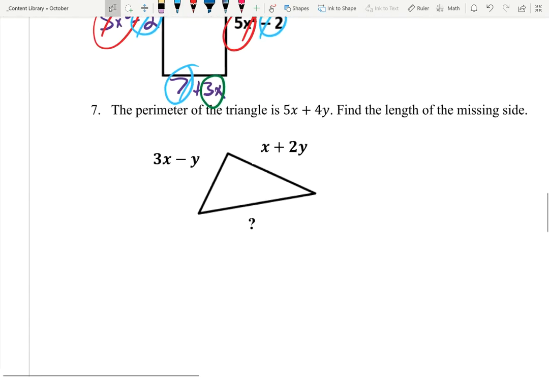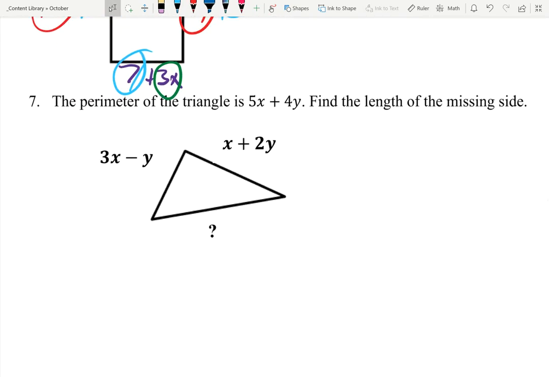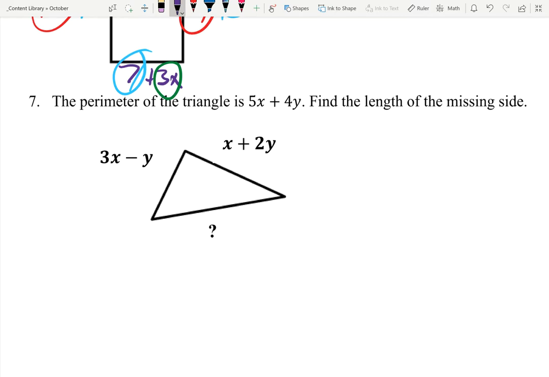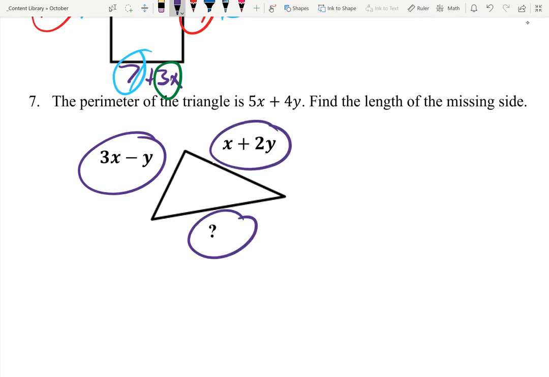Okay, so now 7 is a little bit of the same thing, but a little bit different, right? The perimeter of the rectangle is given to us, so we actually know what the perimeter equals. Unlike the last problem, where we didn't know the perimeter and had to add up all the sides to find it, in this case we actually know what the perimeter is. So we have to find the length of the missing side. But we still use the same intuition that we have for solving for perimeter here. We know that when we add up all the sides, we get a complete total of our perimeter, which is 5x plus 4y.